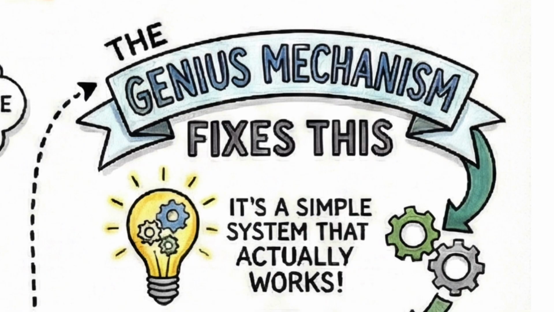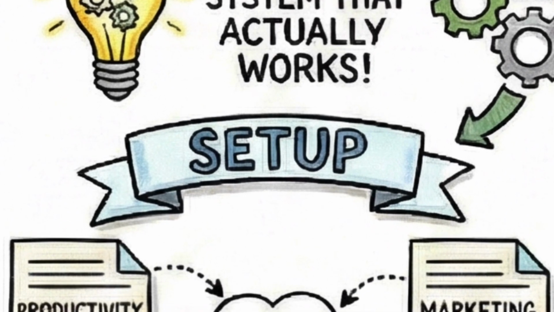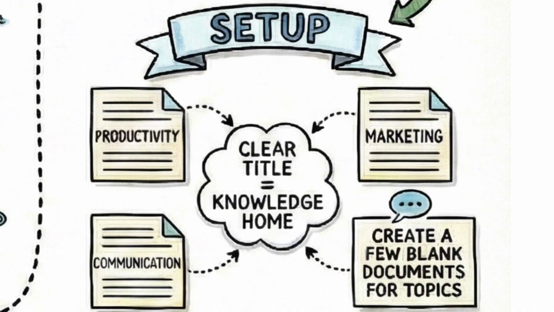It's a system that actually works because it's simple and you can put it into use almost immediately. So let's talk about how the whole process of creating a genius mechanism works. The first part is the setup. The setup is you want to create a few blank documents for topics that interest you. For example, here you can see there's a document about productivity, another one about communication, another one about marketing. Of course, you may have a whole variety of other topics that you're interested in, but you create blank documents for each one of those topics.